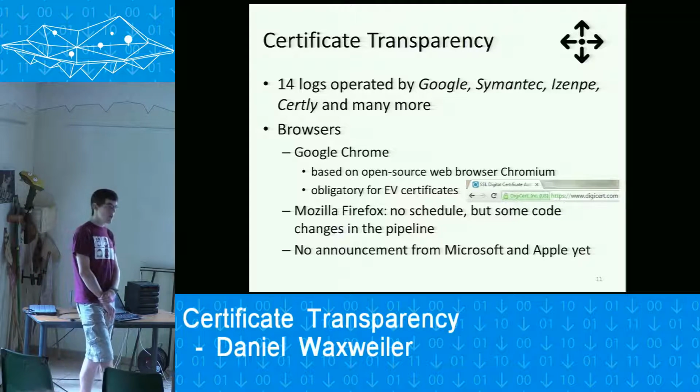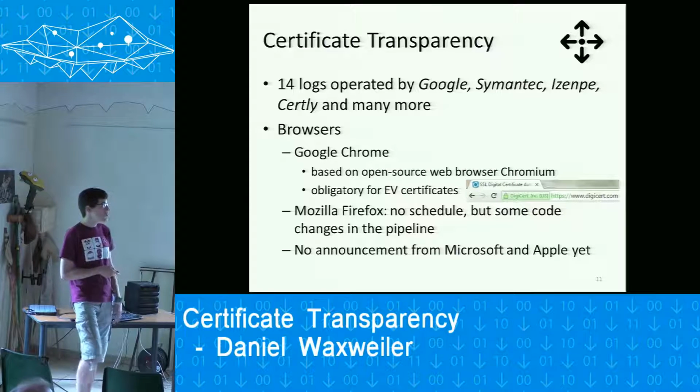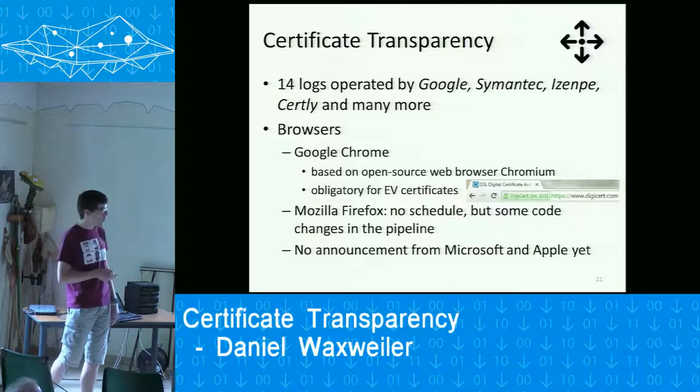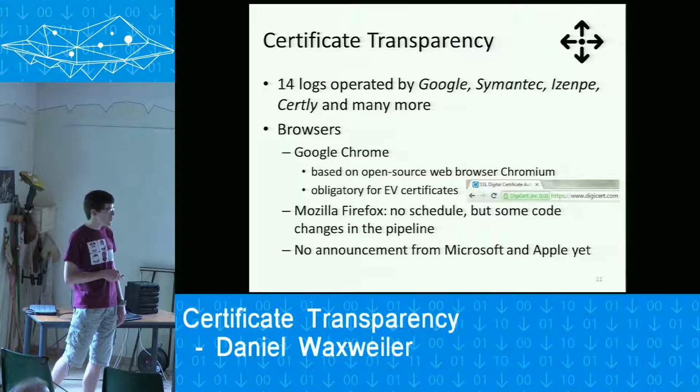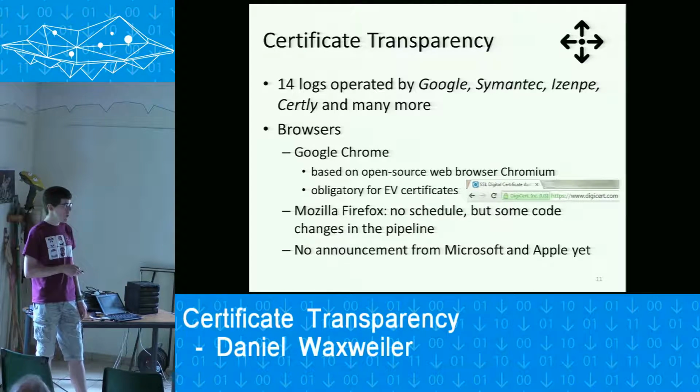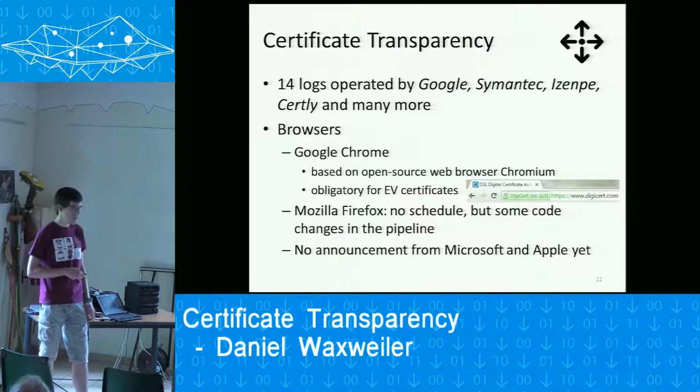In browsers, we have some partial support. In Google Chrome, which is based on the open source web browser Chromium, the checks are included. So Chromium can check if the signed certificate timestamps have been appended to the certificates. And currently it's even obligatory for extended validation certificates to have SCTs appended. Normally you see here in the image a green box around the lock icon and the name of the company. But if there's no SCT, this box will not be shown, and just a normal lock icon will appear.